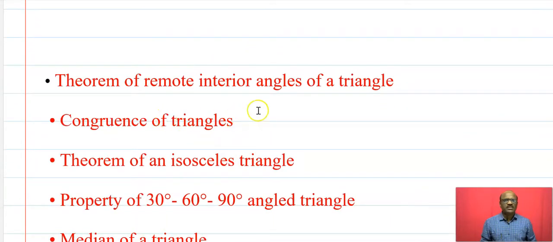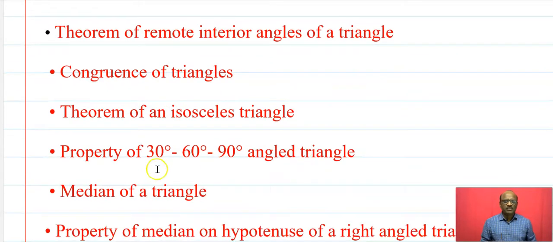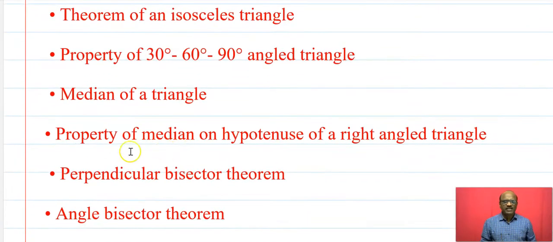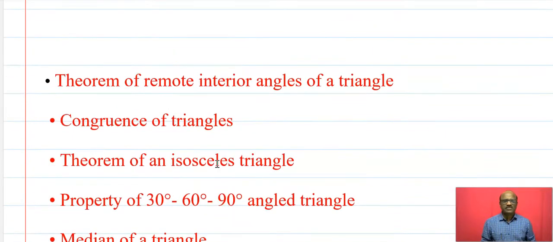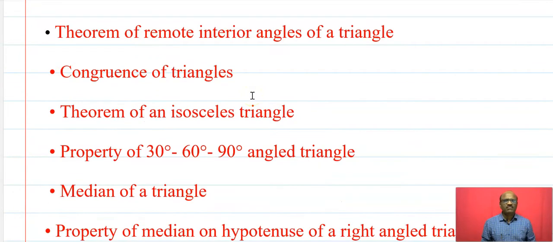Theorem of remote interior angles of a triangle. This we learn in this chapter: congruence of triangles, theorems of an isosceles triangle, property of 30-60-90 angle triangle, median of a triangle, property of median on hypotenuse of a right angle triangle, perpendicular bisector theorem, angle bisector theorem, similar triangles. All these topics we will learn in this chapter. And now the first video is on the theorem of the remote interior angle of a triangle.